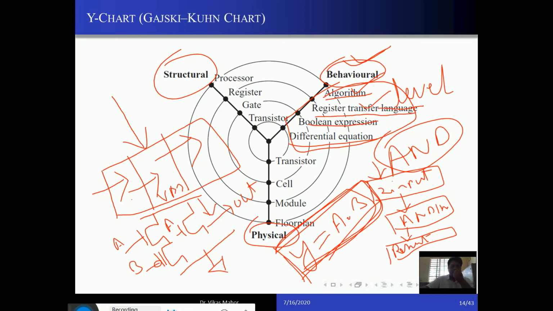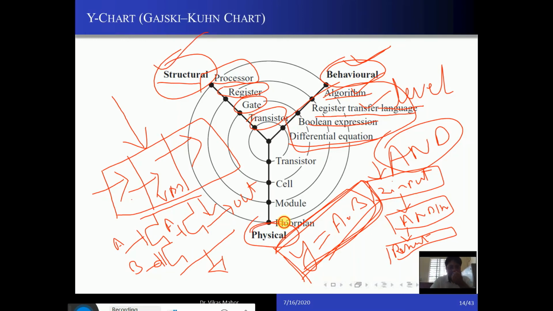Similarly, let us come to the structural part. You can define your integrated circuit at the processor level, that is, what kind of processor your IC will have. Then what kind of registers it has, what type of logic gates it has, and what type of transistors it is using. When you give these specifications, what type of transistors it has and what type of logic gates it is made from, that is known as the structural domain.